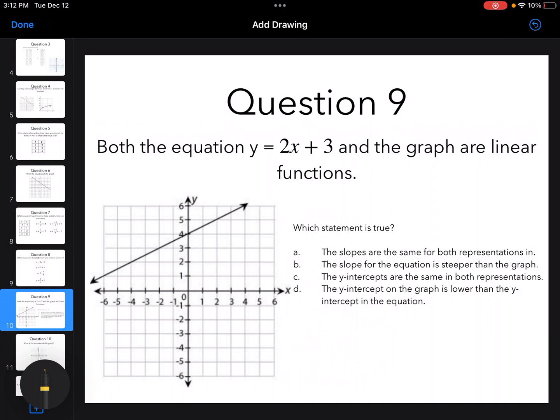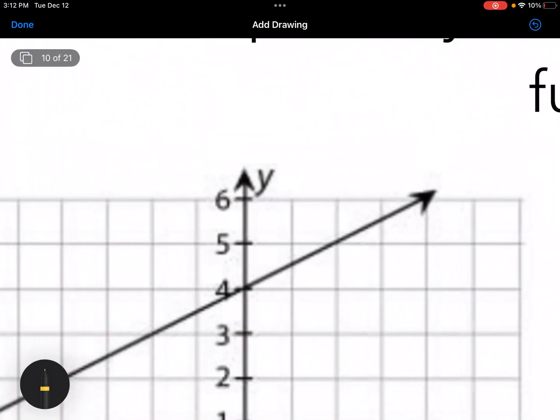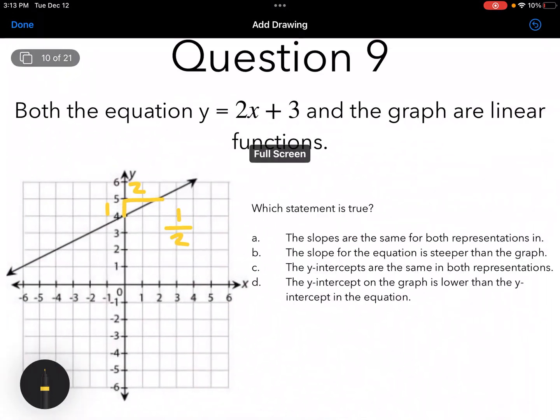All right, both the equation, y equals 2x, and the graph are linear functions. Which statement is true? The slopes are the same for both representations. Well, let's see what the slope is. Well, the slope is 1/2, so that's not true. Okay, the slope for the equation is steeper than the graph. Well, 2/1 is going to be steeper than 1/2, so B is looking good.